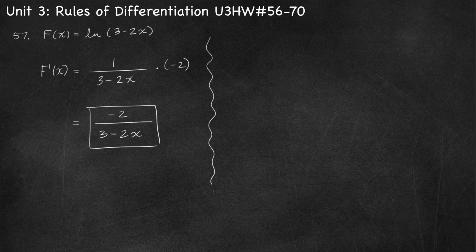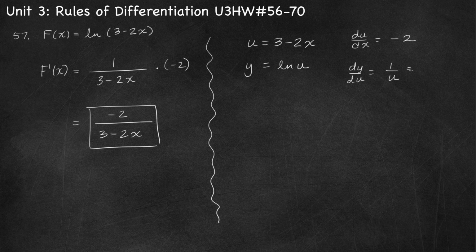Okay, if we're working it out the long way, we can identify our inside function, u, equals 3 minus 2x, and then my outside function, y, equals natural log of u. Then I would find the derivative of u with respect to x. The derivative of 3 minus 2x is negative 2. And then the derivative of y with respect to u, so the derivative of natural log of u with respect to u is 1 over u. And u equals 3 minus 2x, so that's 1 over 3 minus 2x.